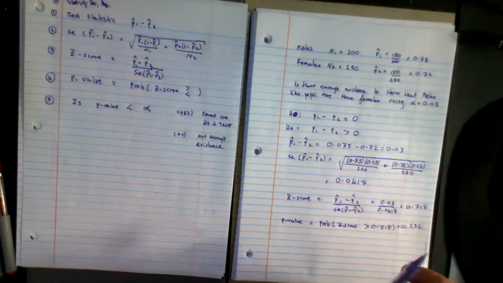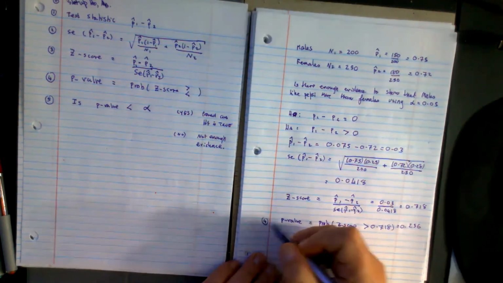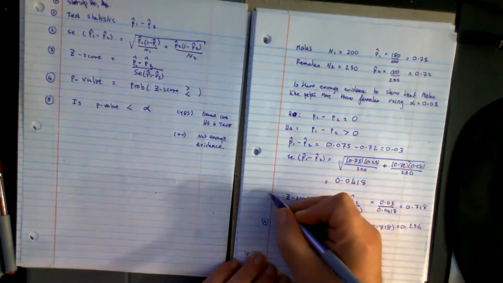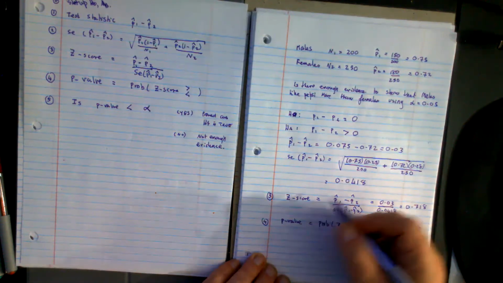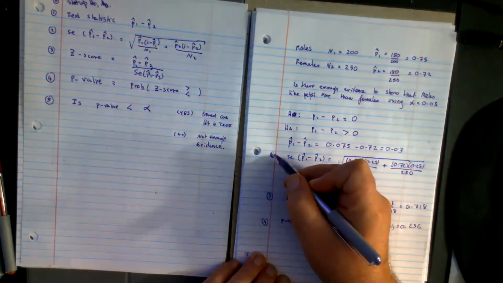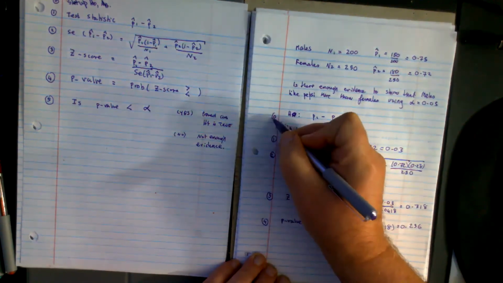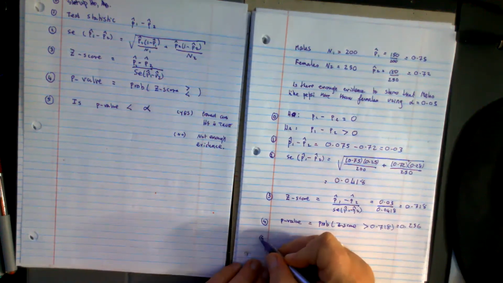Now we'll return back to our notes. So, step 4 there. Let's go. Step 3, standard error. Step 2, test statistic. Step 1, set up the null hypothesis. Step 0. So, time to do the conclusion.